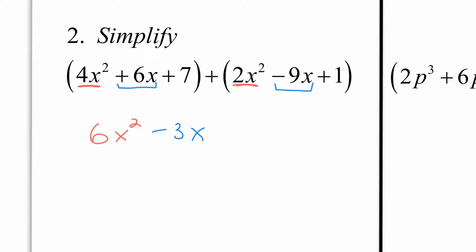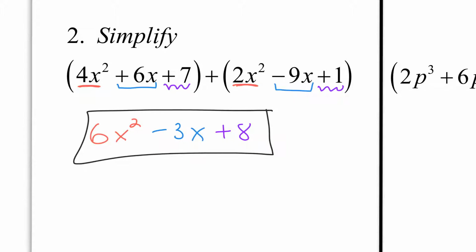And the last one is your constant. So we do have a positive 7 plus 1. That's going to be positive 8. So your answer is 6x squared minus 3x plus 8.